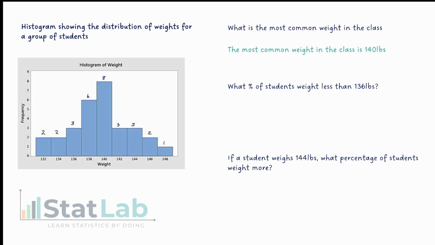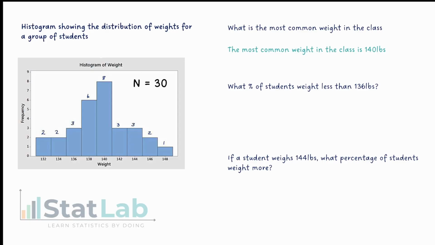So the next one, what percent of students weigh less than 136 pounds? Now, as I mentioned, this histogram is in frequency. So before we can calculate any kind of percents, we need to know how many students are in the class. So we're going to go through and add up all those little numbers that I had you write on top. So 2 plus 2 plus 3 plus 6 plus 8 plus 3 plus 2, plus 3 plus 2 plus 1 gives us 30. So we have a sample size of 30.